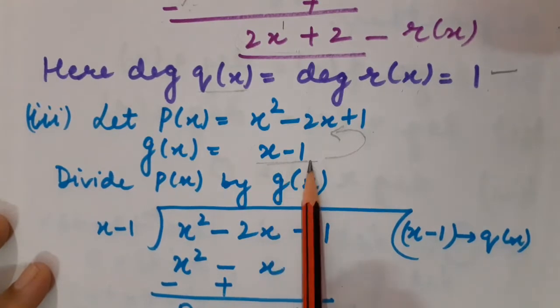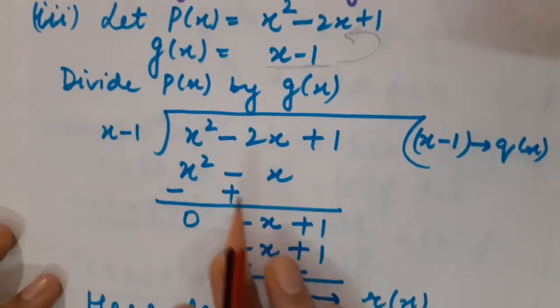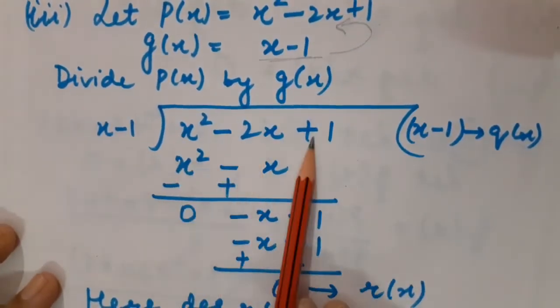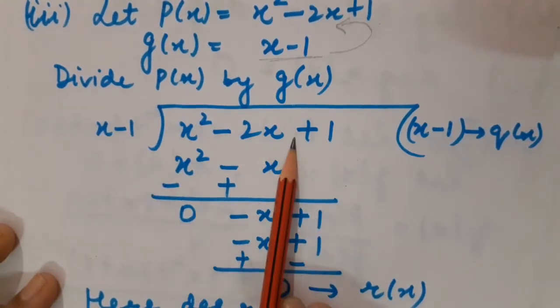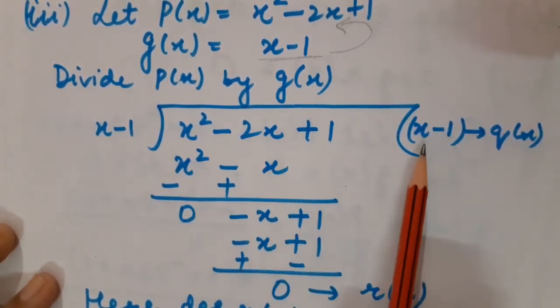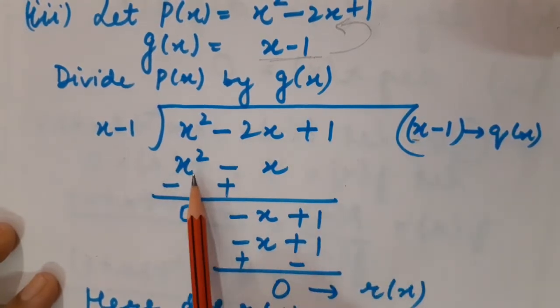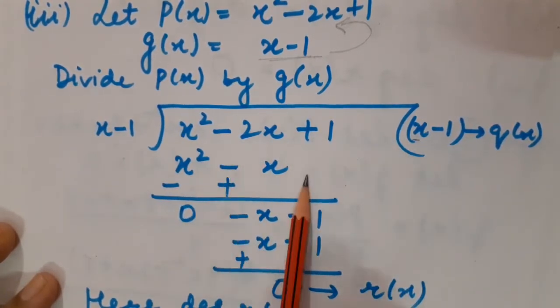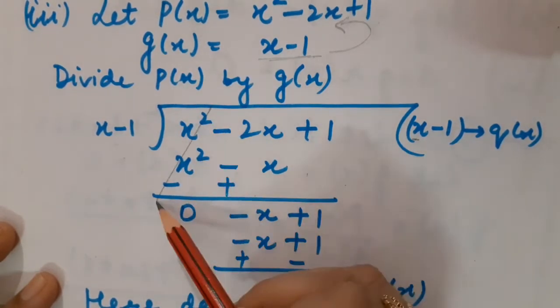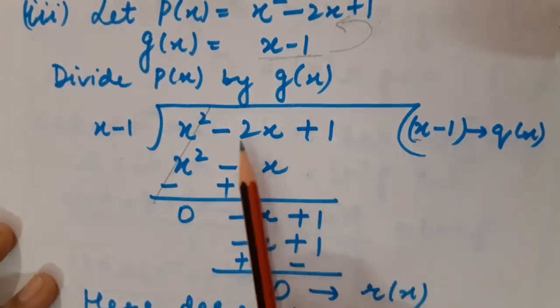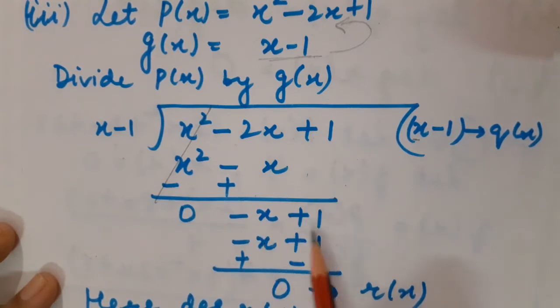So I have taken x minus 1. Now as x minus 1 is a factor of this, definitely it will divide Px exactly. So let us start division. I am going to multiply x minus 1 by x. I have got x square minus x. Changing the sign, x square minus x square are going to be cancelled. This is minus x plus 1.